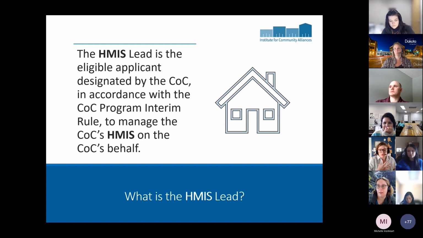And I can tell you this, I've worked in 11 different COCs. It always works better when the COC and the HMIS lead are partners working together, right? Because the COC has to have an HMIS lead, and you can't have an HMIS lead without a COC. And so we work together in managing that data, and that is all in the COC interim rule that HUD provides to us.